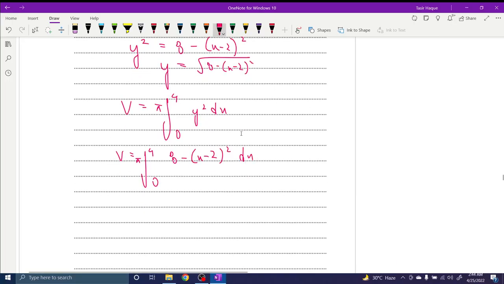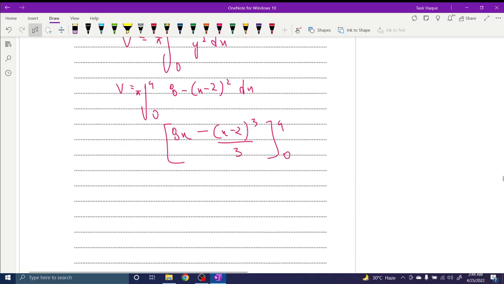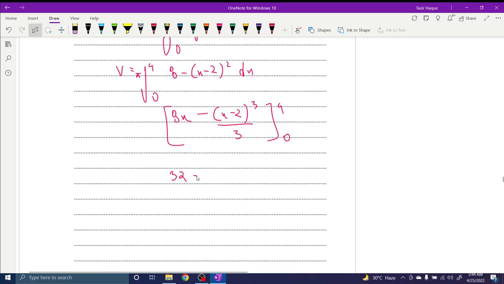Pretty simple. Let's find out the volume now. 8x minus x minus 2 to the power 3 divided by 3 limits 4 to 0. So it's actually 32 minus 4 minus 2 whole cube by 3 minus 0 plus 0 minus 2 whole cube by 3.